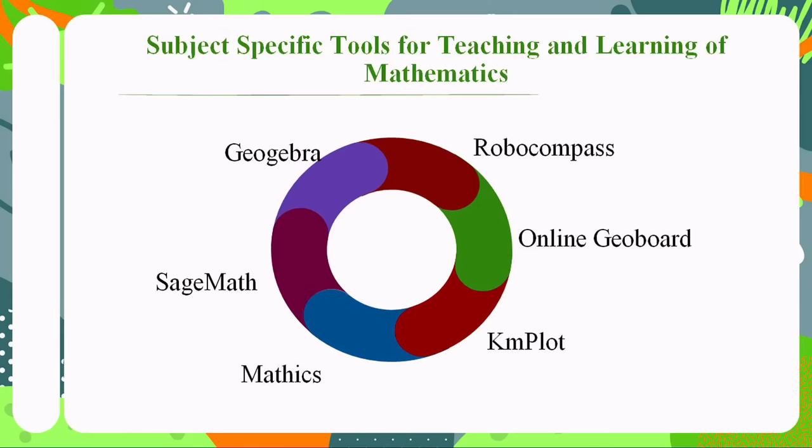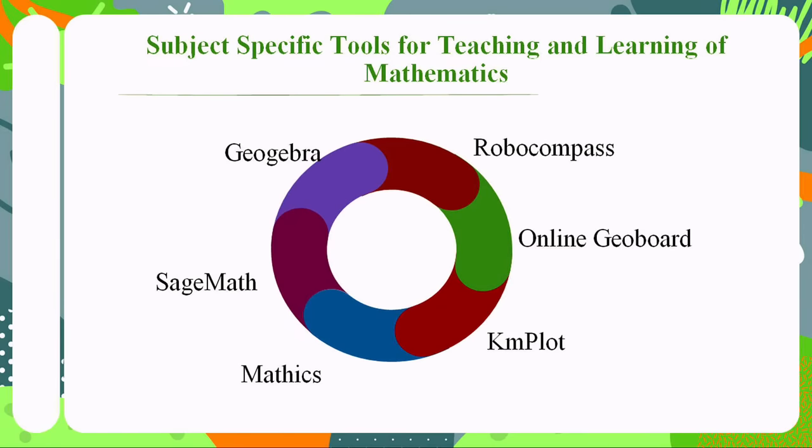It's part of the Max Lab Kit, usually it is there. But we also have online GeoBoard, which can be utilized for a particular topic. Like that, if you see KM plot, it's more of a graph. You give a number and then plot it. You give an expression, plot it. You give an equation, plot it.